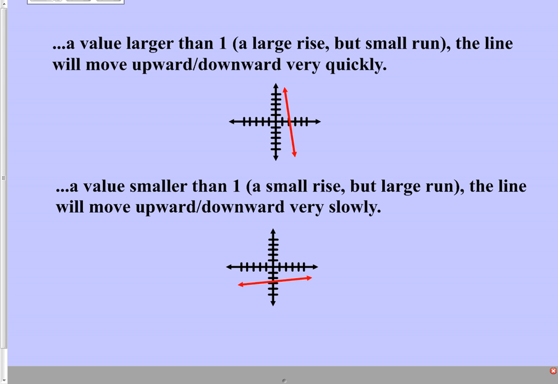If your slope value gets smaller than 1, that means your run is larger than your rise. So your denominator is bigger than your numerator. And that's going to cause the graph to become more horizontal. And as a result, it is not going up or down to infinity as fast as it should be.